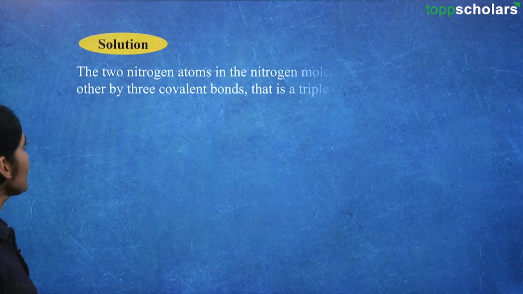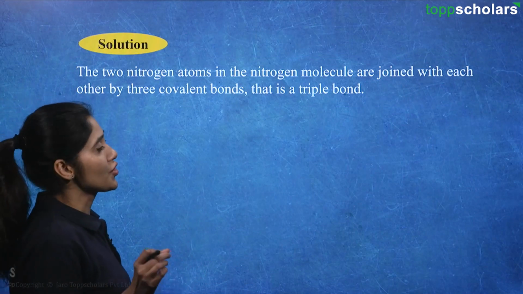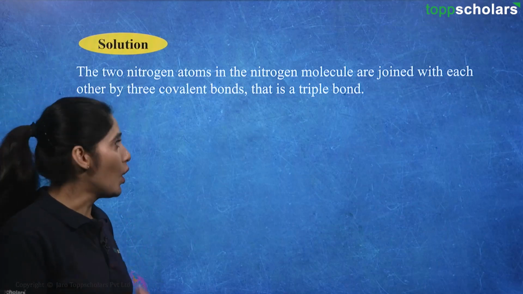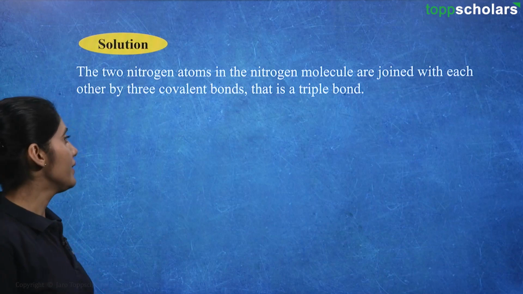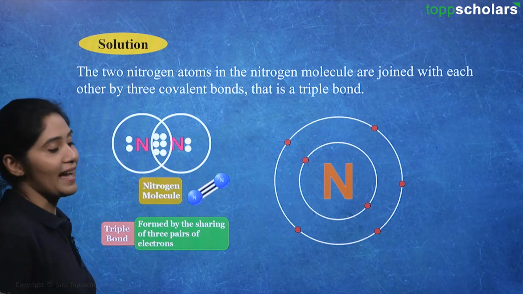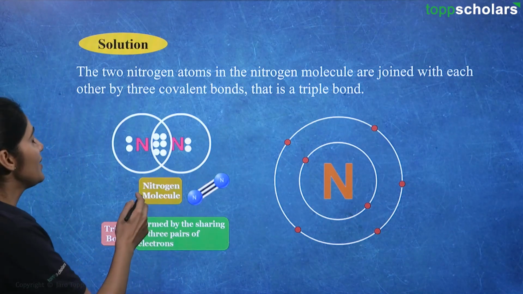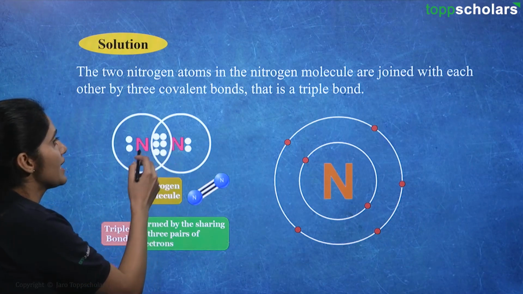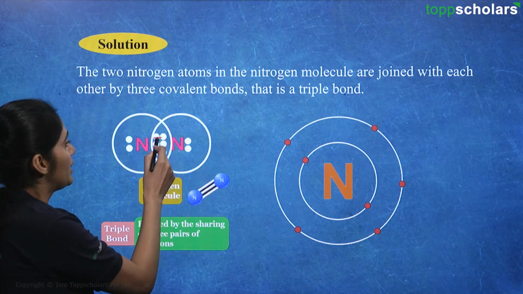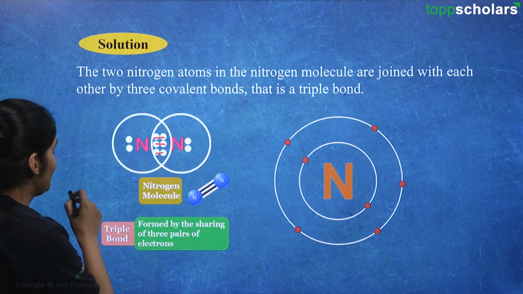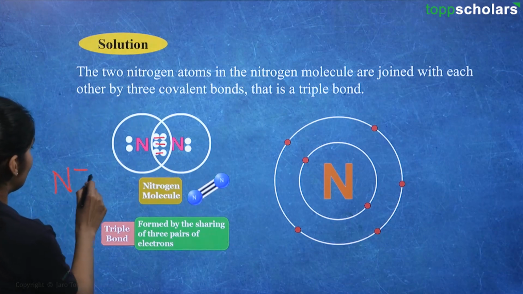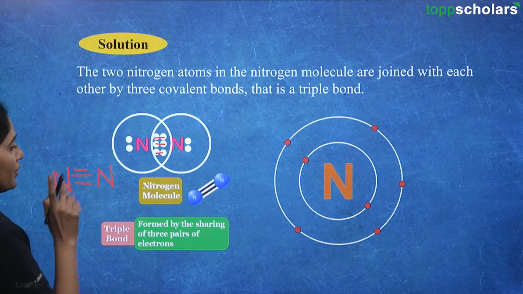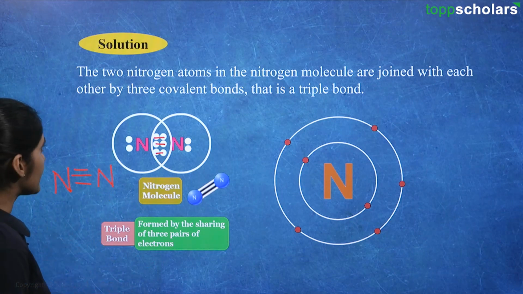The 2 nitrogen atoms in the nitrogen molecule are joined with each other by 3 covalent bonds. That is a triple bond, right? So, we can draw a diagram like this. Here we can see that they are joined together using a covalent bond, 3 covalent bonds. This is how we write it, right? So we always write it like this. These are the three covalent bonds with which they are joined together.